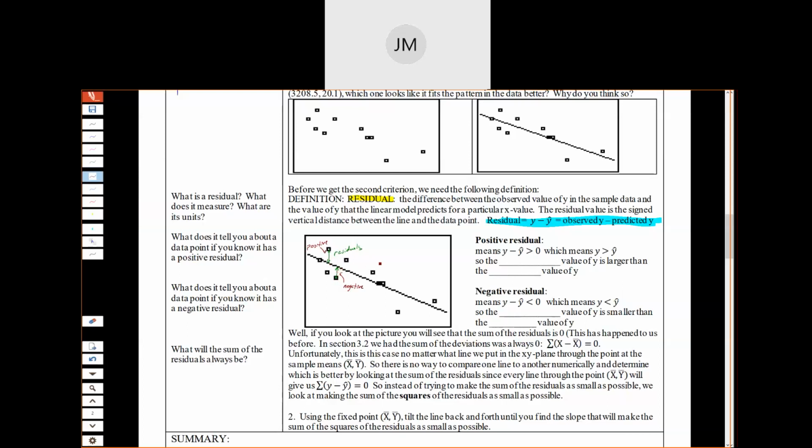Okay, so a positive residual means the y value minus y hat, which is the point on the line, is positive, which means y is bigger than y hat. So the observed value of y is larger than the predicted value of y. For a negative residual, the observed value of y is smaller than the predicted value.